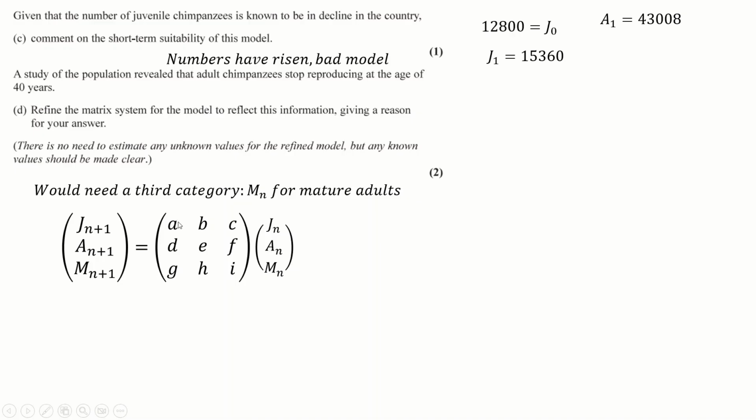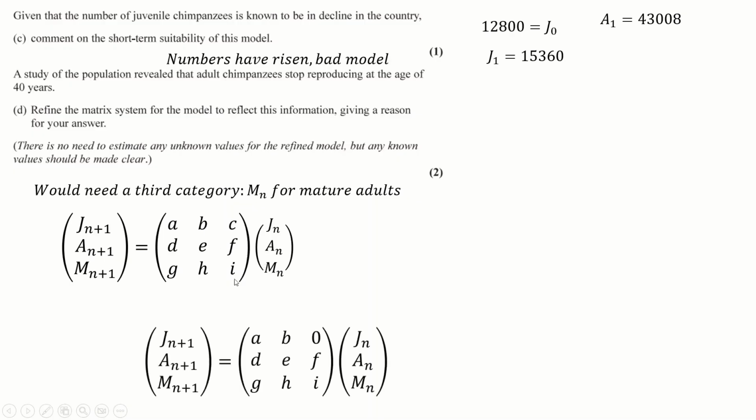Right? So remember, this number was telling you how many juveniles stay juveniles. This number was kind of the proportion of adults that have reproduced, and this number here must be 0 because it's independent of the number of matures. So this here will get you 2 marks for writing something like that.